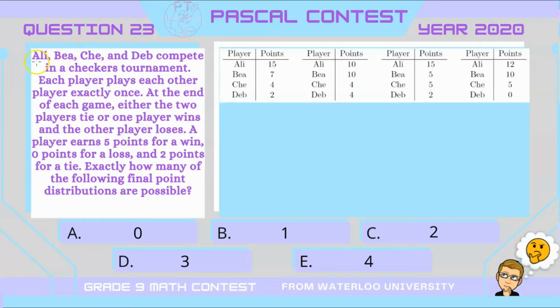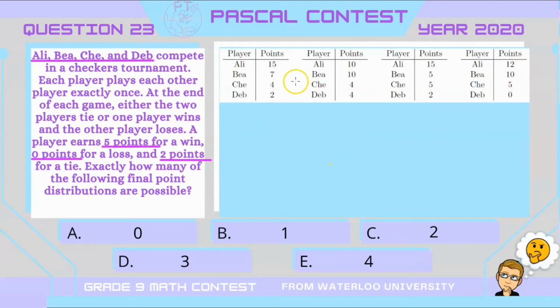Alright, so we have 4 players, let's just call them A, B, C, and D. And they're competing in a tournament, and each player plays the other players once. Now, they're either going to win, lose, or tie. You get 5 points for a win, 0 points for a loss, and 2 points for a tie. And we need to figure out which of these are possible outcomes.